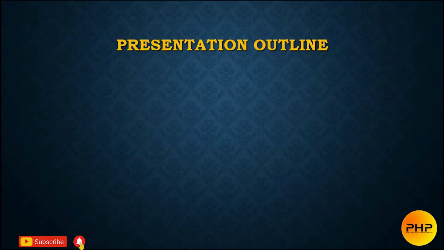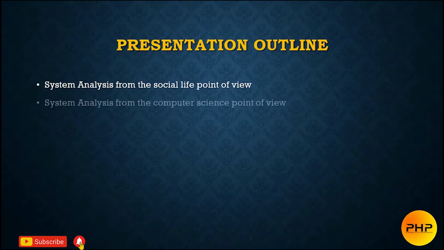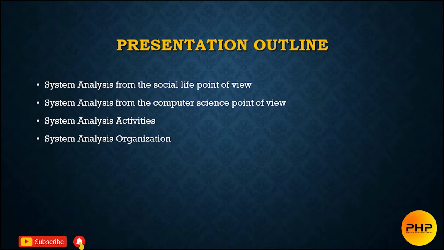Presentation outline. I want us to go through the presentation outline, then we have the overall glimpse of what you are going to present here. In the first one we want us to know something about social analysis and system analysis from the social life point of view, and system analysis from the computer science point of view, and the activities of system analysis. Then we have the system analysis organization.